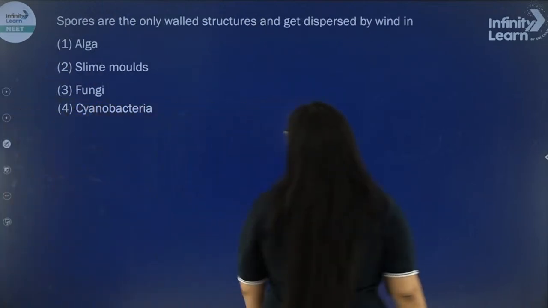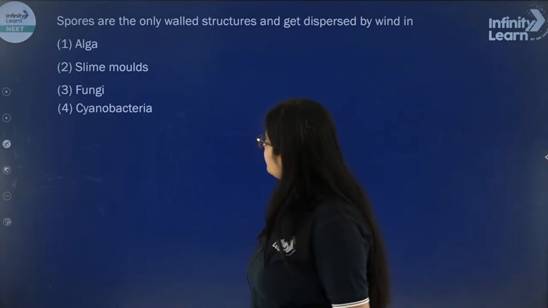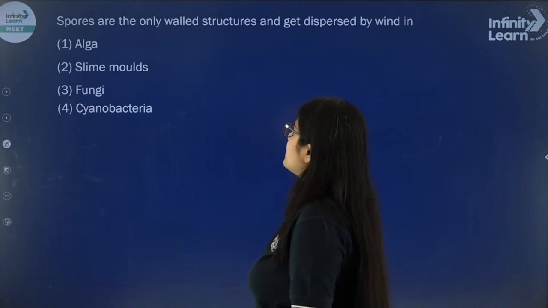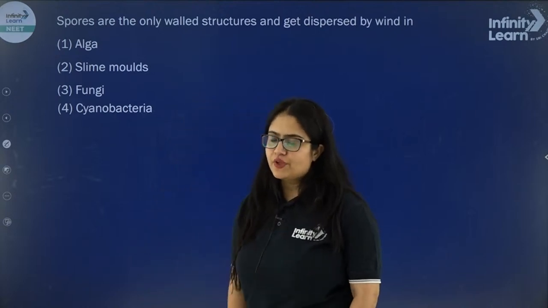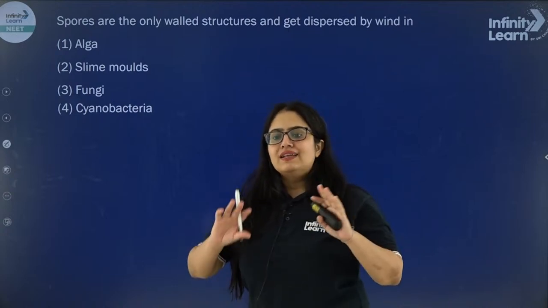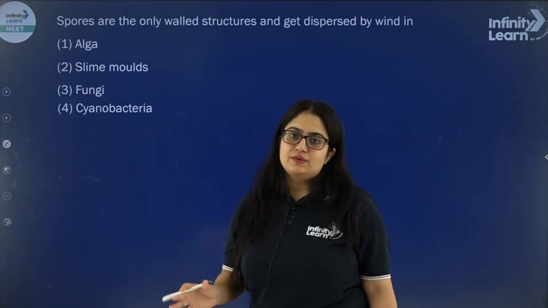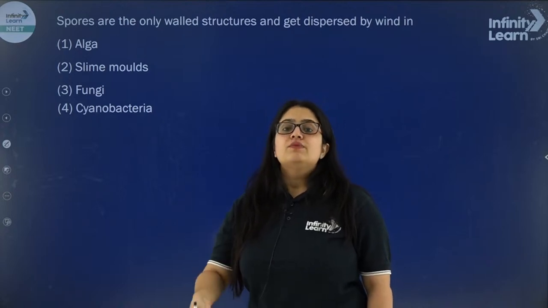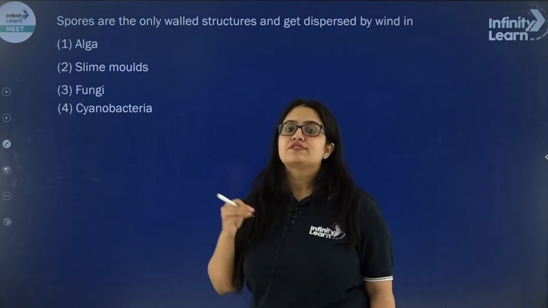Next question. Spores are the only walled structure and get dispersed by wind. Please notice, let me see the options: algae, slime mold, fungi and cyanobacteria. If you notice, my dear students, algae, fungi, cyanobacteria all have a wall in their body, right? But slime mold is a member of Protista, and in both acellular and cellular slime mold, cell wall is not present. But whenever there is an unfavorable condition, my dear students, there is formation of fruiting bodies. Fruiting bodies have spores in them. Those spores contain true cell walls made up of cellulose.